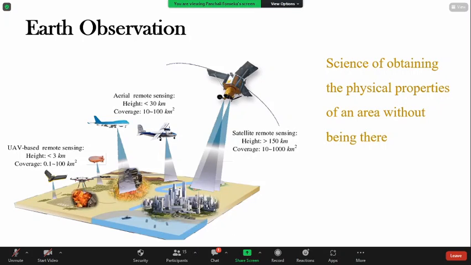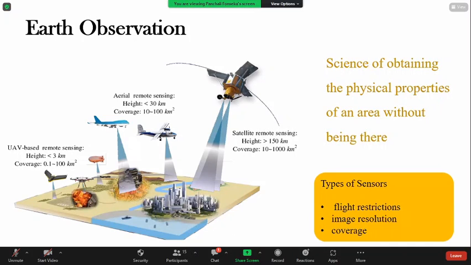We call it Earth observation, or sometimes remote sensing. Remote sensing is the science of obtaining physical properties of an area without being there. It uses various sensors to capture images, for example, airplanes, satellites, and UAVs. They have specialized platforms which carry different kinds of sensors, and each sensor has its advantages and disadvantages.